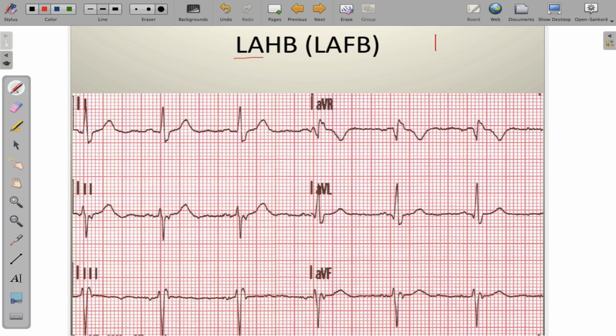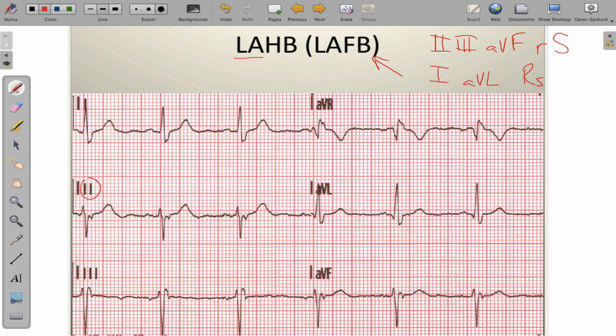You're going to go to leads 2, 3, and AVF. These are the inferior leads, and you're going to look for a small R and a big S wave. Then you're going to go to leads 1 and AVL, and here you're going to look for a big R wave and a little S wave. So when we have this pattern in 2, 3, and AVF, little R, big S, and in leads 1 and AVL, a big R and a little S, this defines left anterior hemiblock.